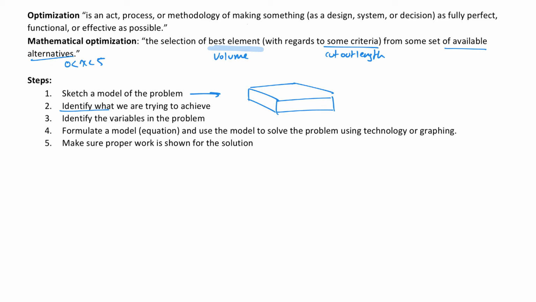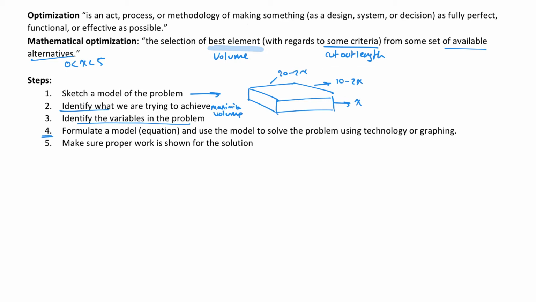Step 2 is not the most necessary one, but it's nice to know that we're trying to maximize volume. Then, to identify variables for the problem, we identify this to be x, this to be 10 minus 2x, and this to be 20 minus 2x in our problem. So those are the first three steps.